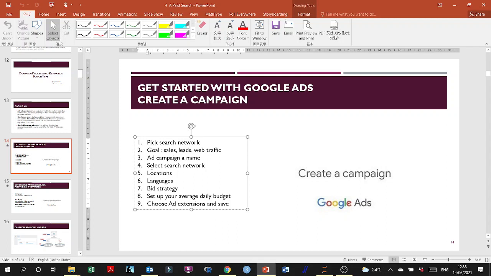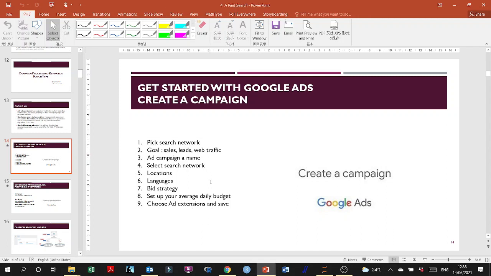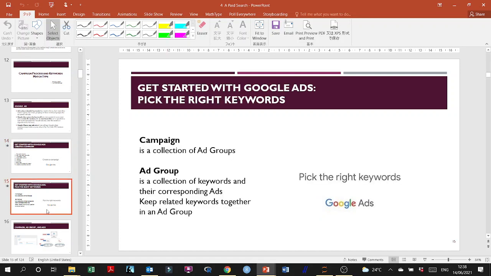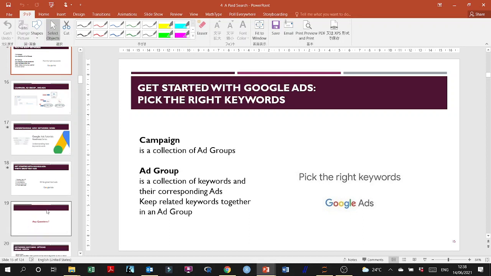Add a campaign name, select your search network, of course location, language, and the audience, and then the bid strategy that you want, set up your average daily budget, and choose an ad extension as well. So these are very technical, easy-going, user-friendly steps. Now what goes beyond that is the strategy.